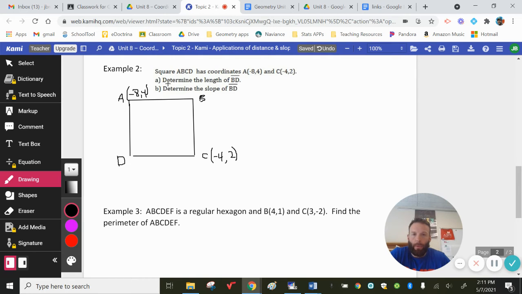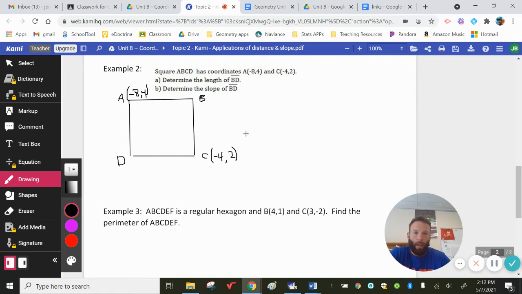Now, the thing we want to do is determine the length of the segment called BD. So BD would be the diagonal across the corner, from corner to corner. We have the points A and C, so we have the coordinates of this diagonal, but not the one from B to D. So I need to think: if this is a square, that means the diagonal from A to C should be congruent to this one here. And if the diagonals are congruent, then I would show that they have the same length by finding the distance of AC, and then I can use that to be the distance from B to D.